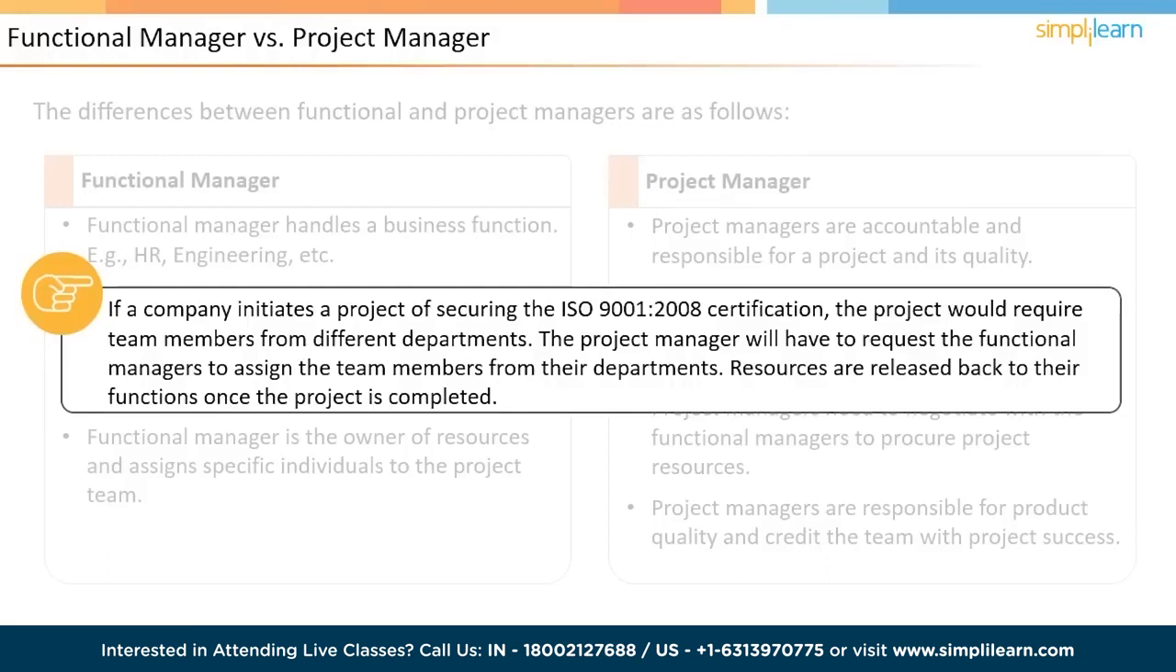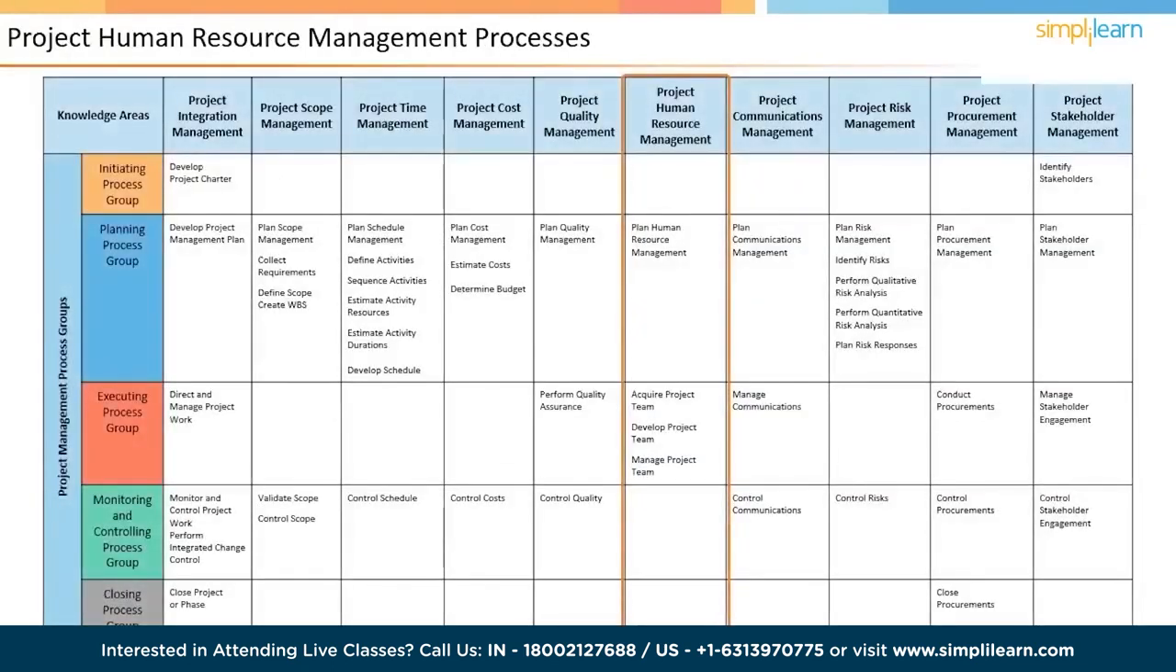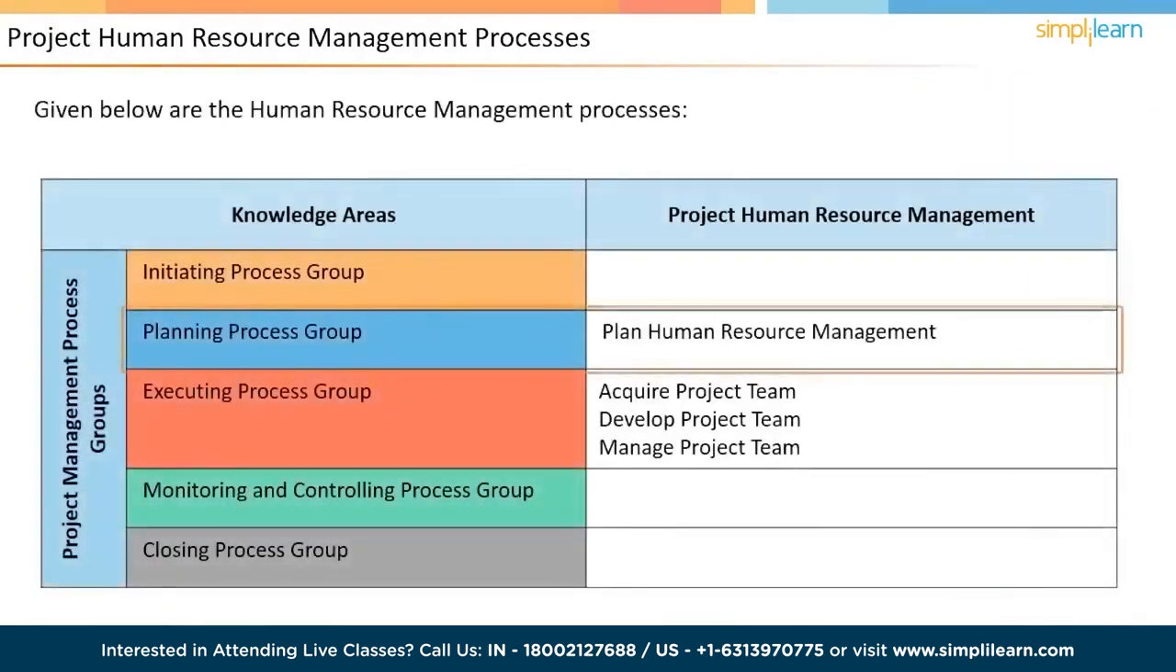Let us now discuss the project human resource management processes in the next screen. There are 4 project human resource management processes. The first process, Plan Human Resource Management, is done as part of the Planning Process Group. The next 3 processes are part of the Executing Process Group. These processes are Acquire Project Team, Develop Project Team, and Manage Project Team. Let us now look into each of these processes in detail. In the next screen, let us begin with Plan Human Resource Management.